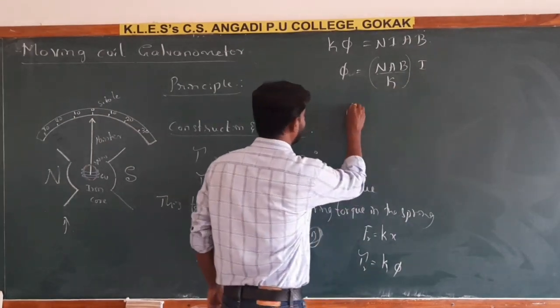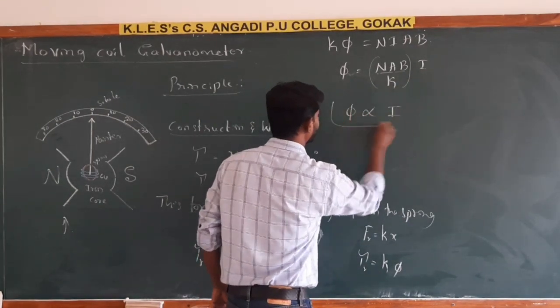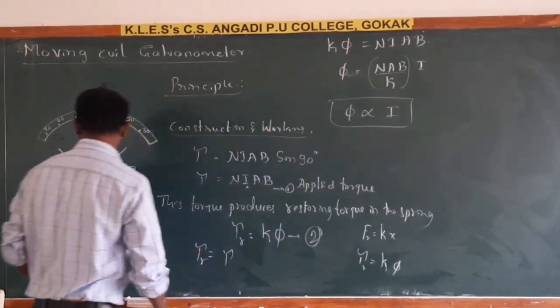So here I can write like phi is directly proportional to I. Phi is directly proportional to I. What's the phi? This one.